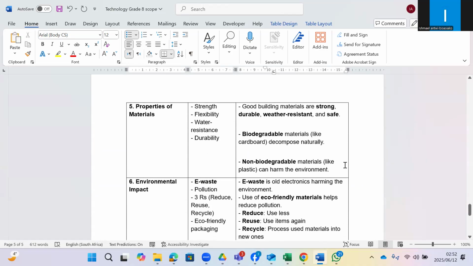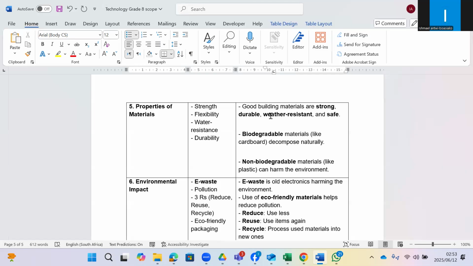Now let's go to properties of material. Whenever you are doing your mini PAT or you are building something, there are certain properties that you need to follow or consider. A good building material is strong, durable, water resistant, and safe. So basically, these are the properties: the strength, the flexibility, water resistance, and durability.